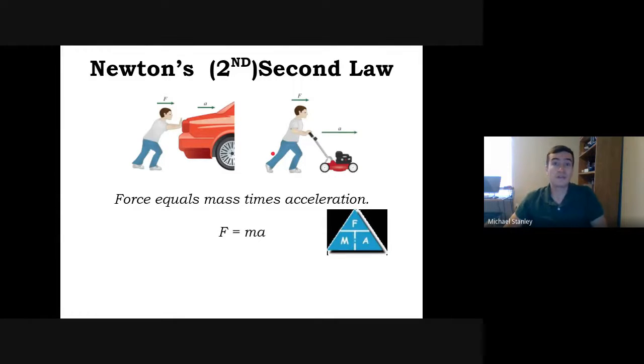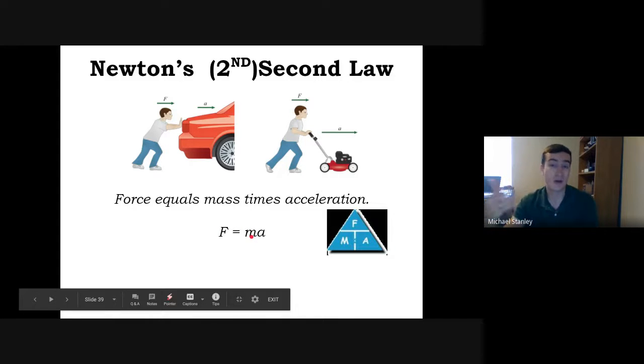So the second law of motion is a pretty simple one. It has to do with the force that is exerted by objects that are moving. And the second law simply states that force equals mass times acceleration. So the force that has been exerted on an object can be calculated by the mass, how heavy an object weighs, and an object's acceleration, how quickly it is speeding up or slowing down.